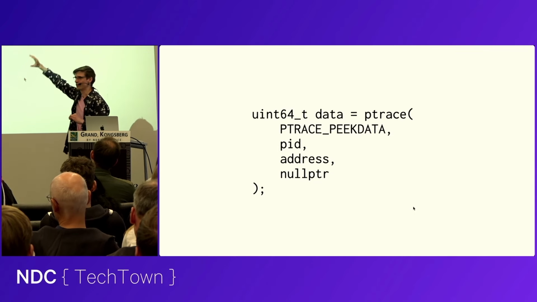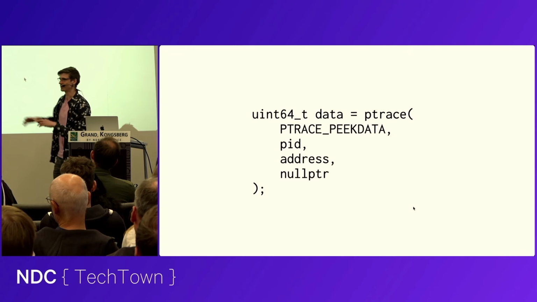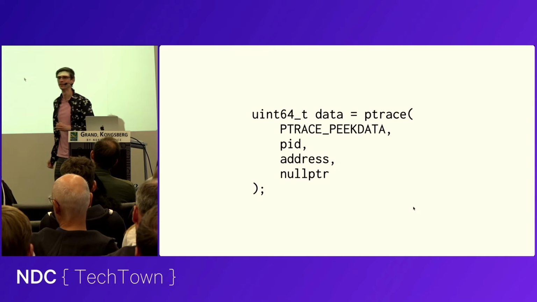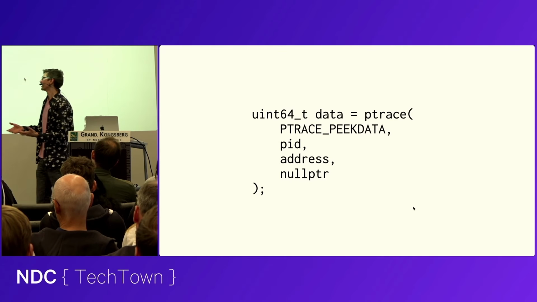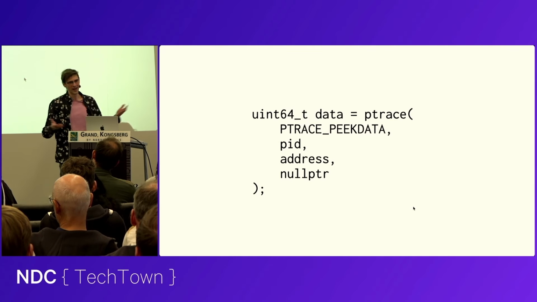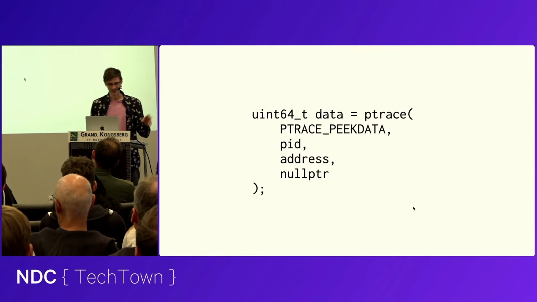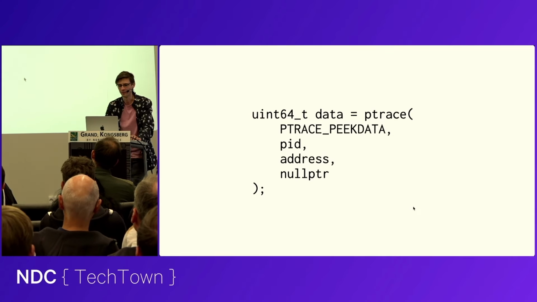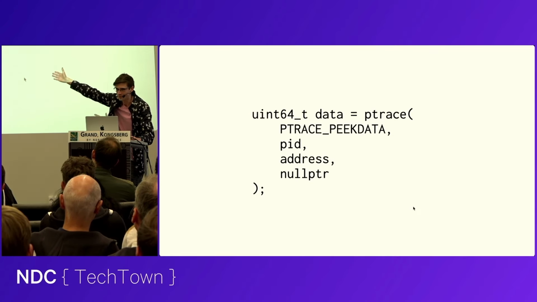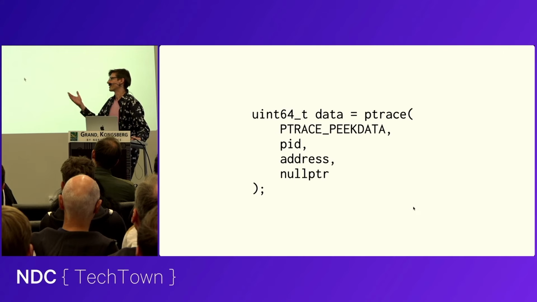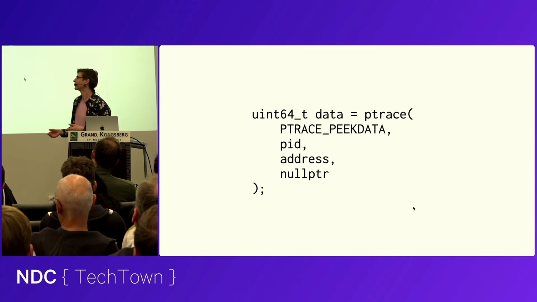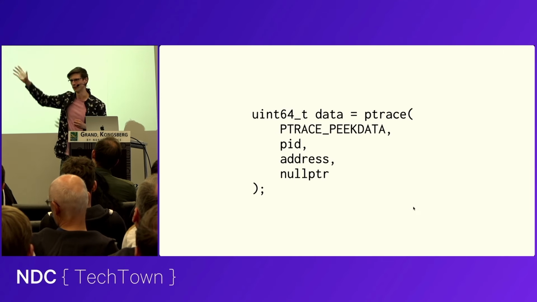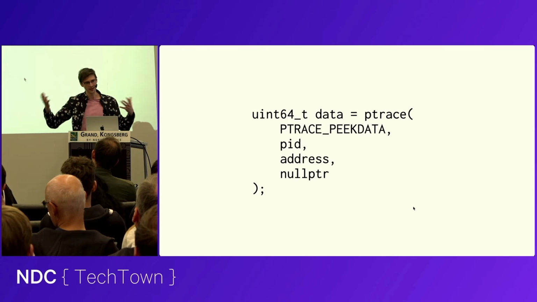To read memory, you send one command. If you want to do something else, you use a different enum, and then these other arguments change depending on which command you pass. It's a great API design, hey. But this works. This will read memory from a process. There are, of course, security considerations, so you can only do this under certain circumstances, but this is how it works.